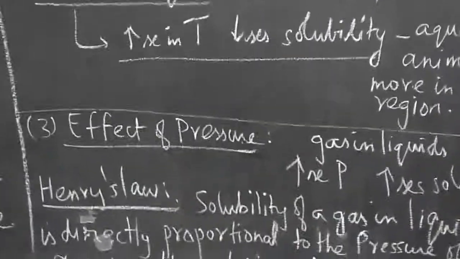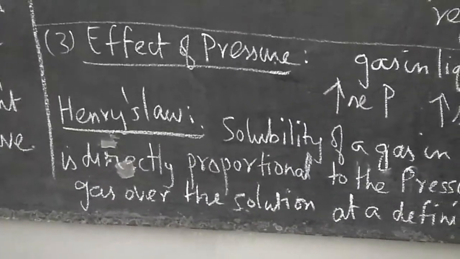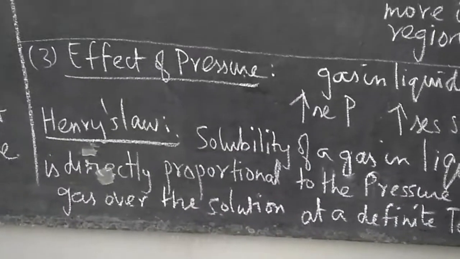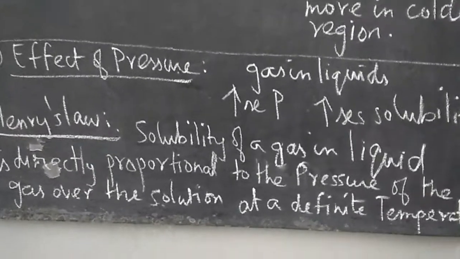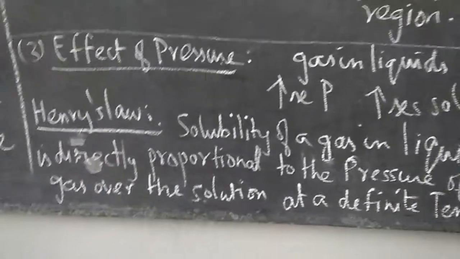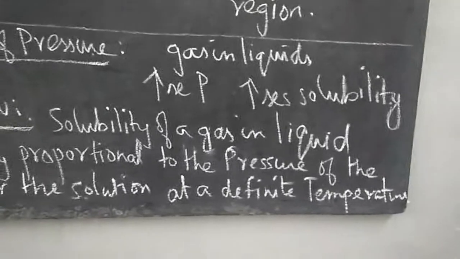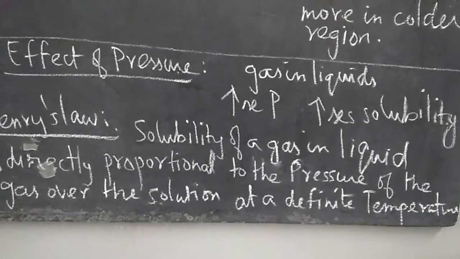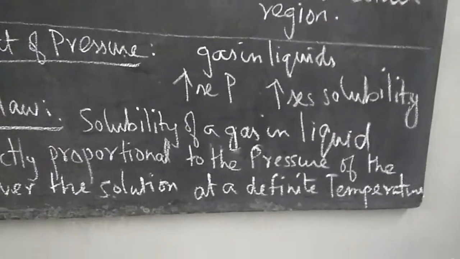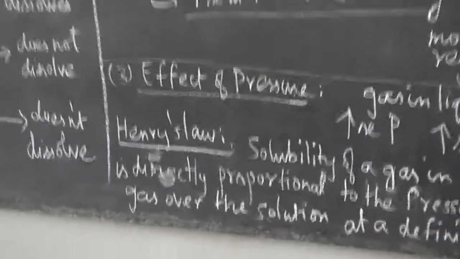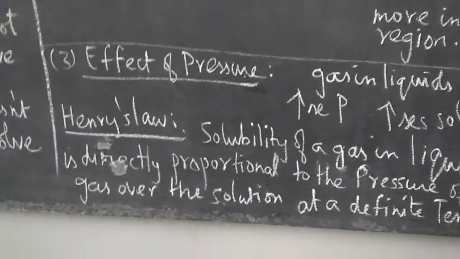Based on this factor, there is a law called Henry's law. Henry's law states that the solubility of a gas in a liquid is directly proportional to the pressure of the gas over the solution, on the surface of the liquid, at a definite temperature. So this condition must hold at a particular fixed temperature. The solubility of a gas in a liquid is directly proportional to the pressure existing on the surface of the liquid at a given temperature. This is called Henry's law. Learn this law, it's very important.